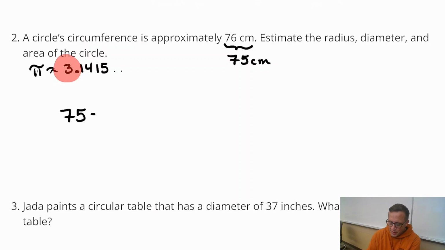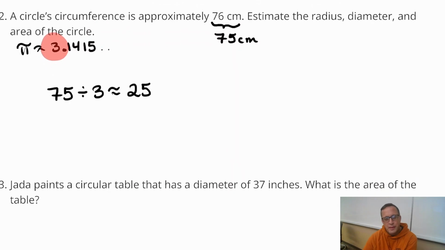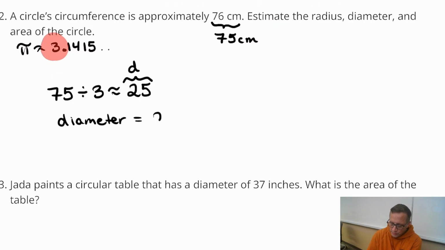So 75 divided by 3. That's basically circumference divided by pi, right there. Those are rounded numbers. Those are estimated numbers. And so I'm going to say that, that's going to be around 25. Okay? So that's right there. That's telling us the diameter. I'm saying the diameter is around 25. We know that 75 divided by 3 is exactly 25, but the diameter is around 25. So the diameter equals 25 centimeters.